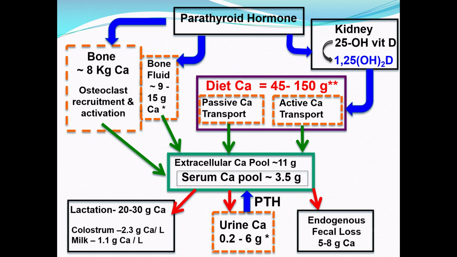Parathyroid hormone acts on the kidney and gets the kidney to take this vitamin D that we're feeding the cow and convert it into a hormone called 1,25-dihydroxyvitamin D. This hormone acts on the intestinal epithelial cells and stimulates the active transport of calcium across the gut. Without vitamin D on board, we can only rely on passive calcium absorption, which is probably not effective enough to keep this cow on her feet.